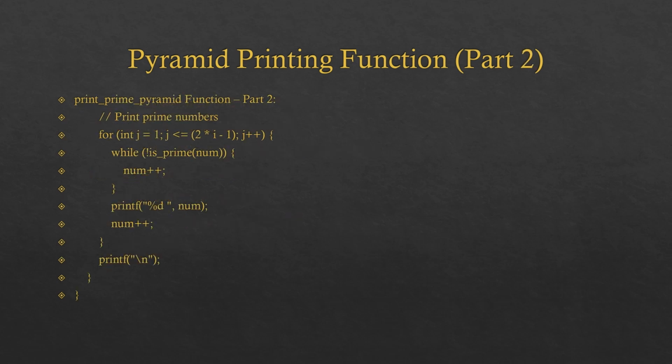In the second part of the print prime pyramid function, we print the prime numbers. The inner loop prints the correct number of primes in each row. The while loop checks if the current number is prime, and if it's not, it increments the number until a prime is found. After printing a prime, the number is incremented to check for the next prime.